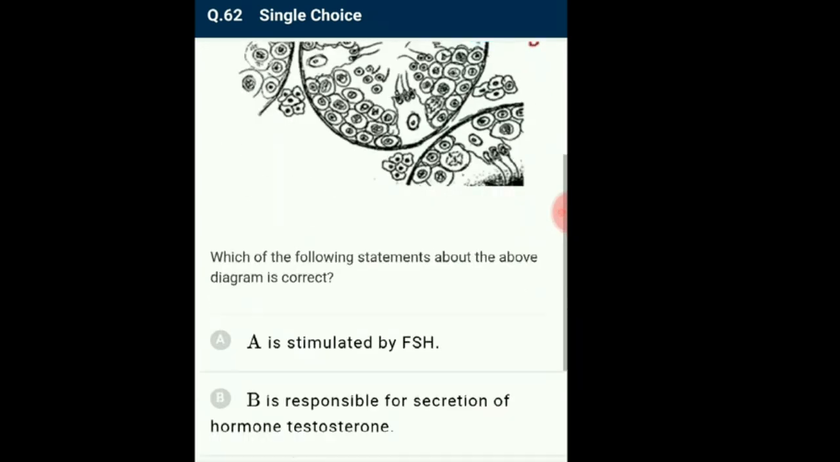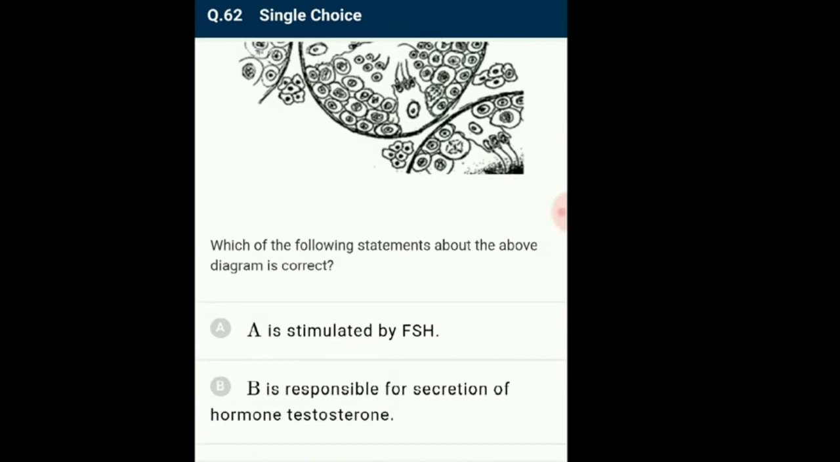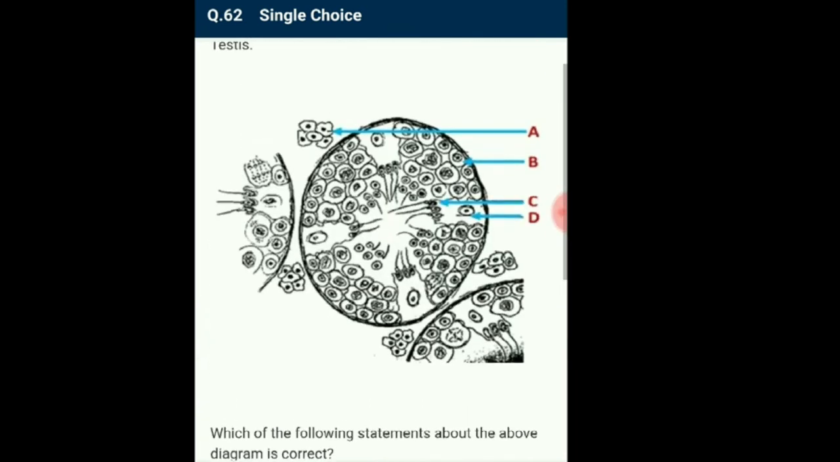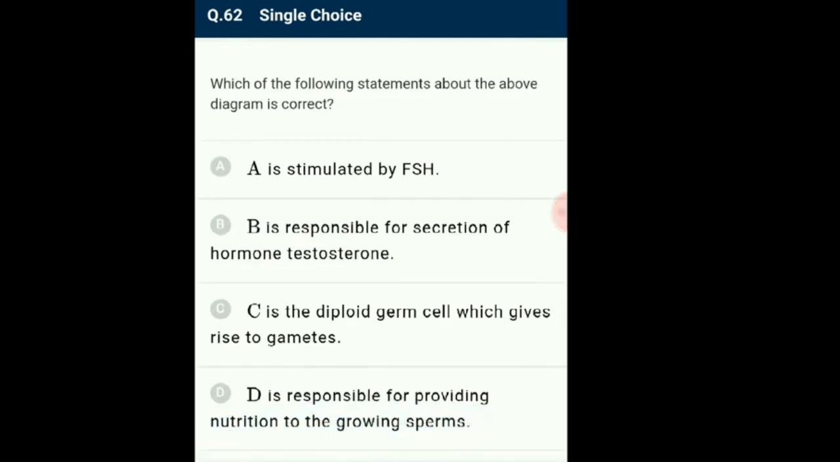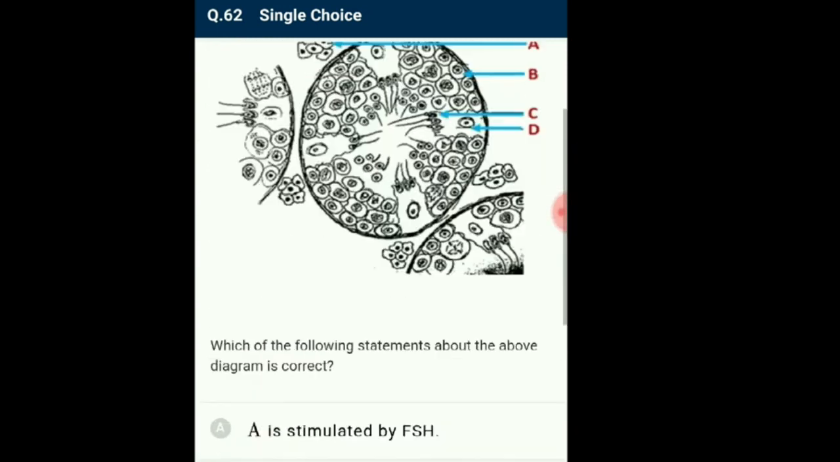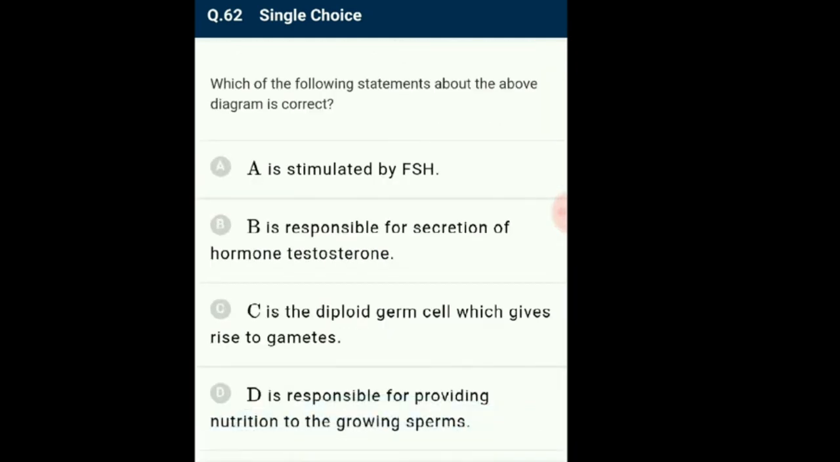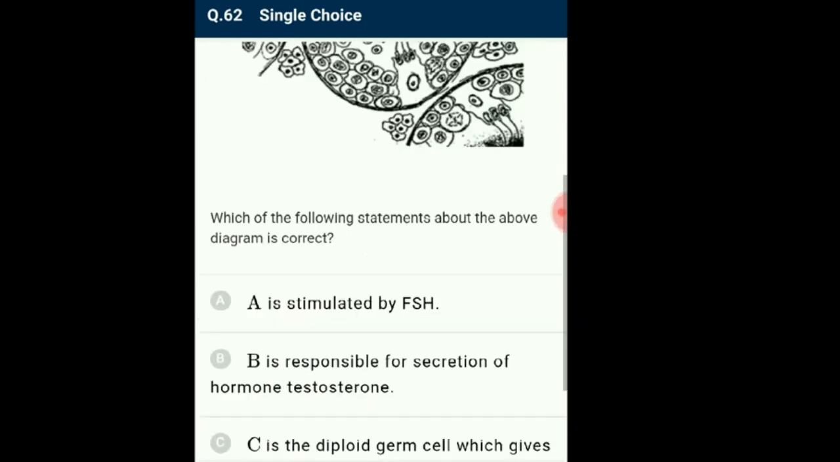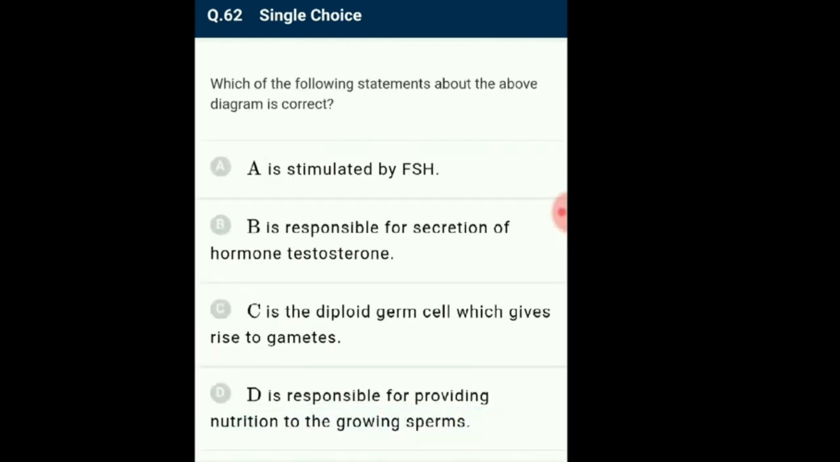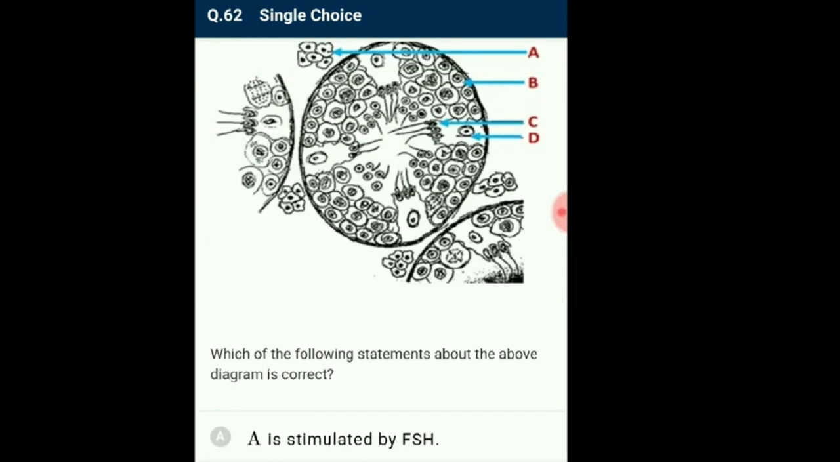Then second part, B is responsible for the secretion of hormone testosterone. This one is also wrongly given. C is diploid germ cell which gives rise to gametes. This is also wrongly given. D, the part D, is responsible for providing nutrition to growing sperms. So this one is correct. So out of the 4 labeled parts, option D alone is correct.